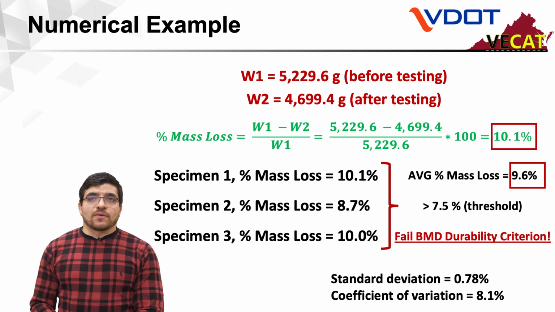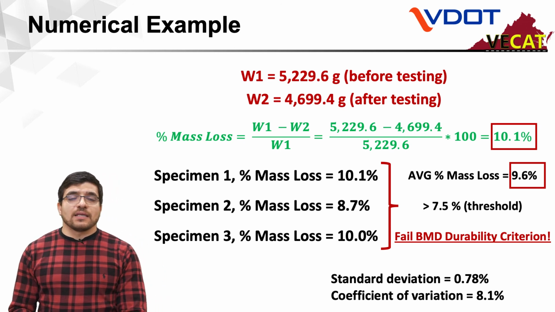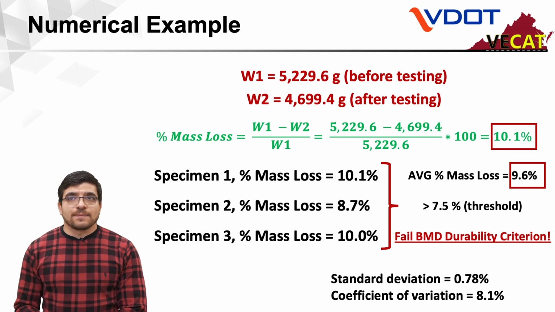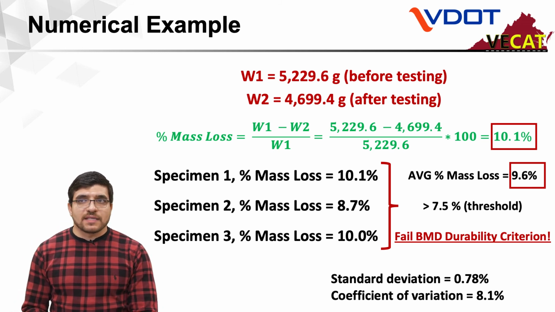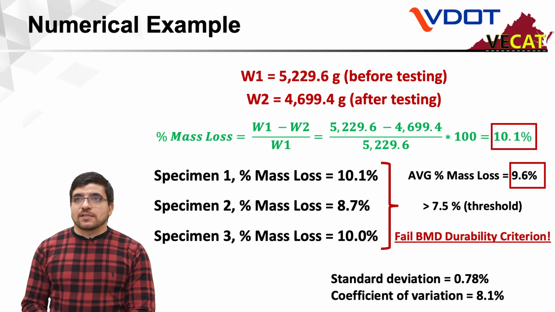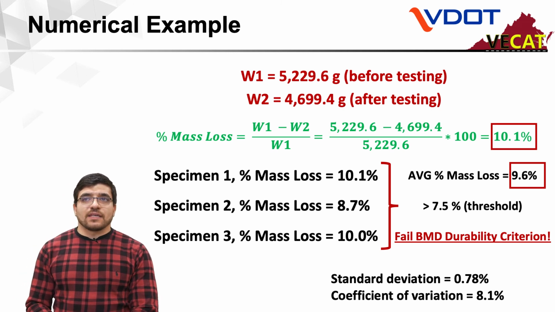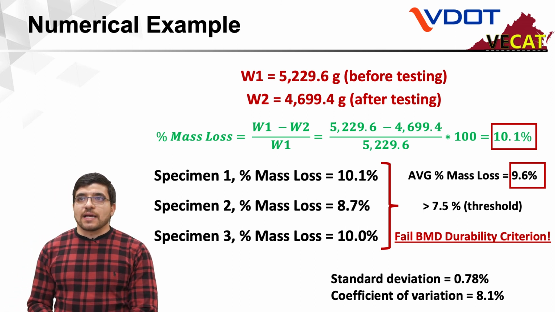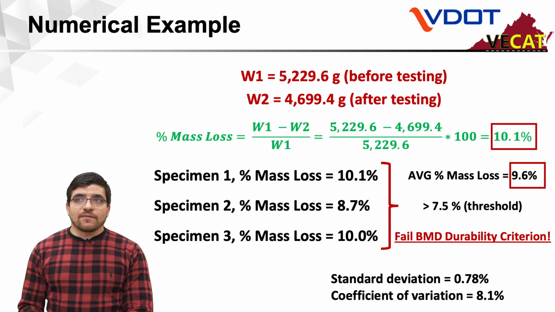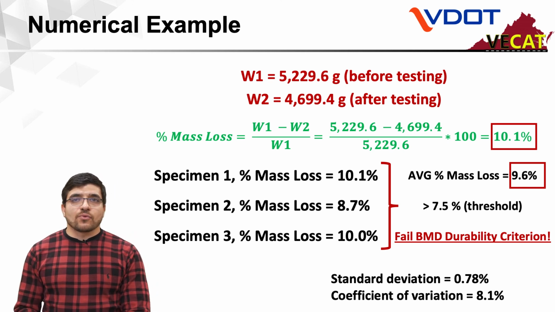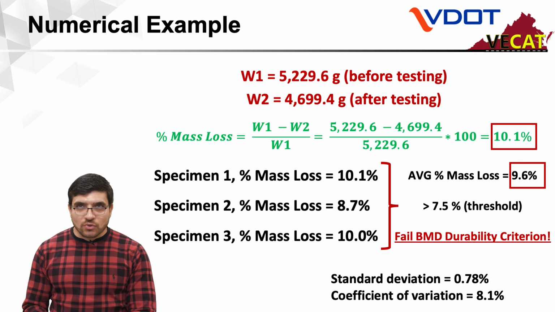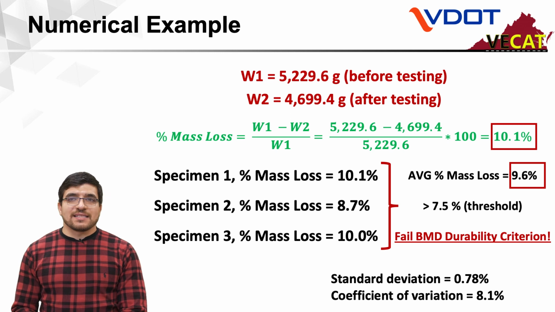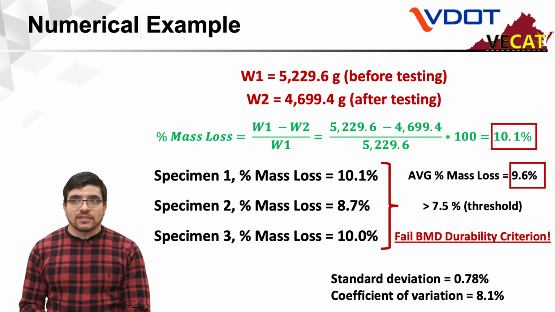The same procedure is performed for specimen 2 and specimen 3. Specimen 2 shows a percent mass loss of 8.7%. Specimen 3 shows a percent mass loss of 10%. The average mass loss for these mixtures will be the average of the 3 values, 10.1, 8.7, and 10%, which is equal to 9.6%. The average percent mass loss is greater than 7.5%, the BMD threshold for the Cantabro mass loss test. That means that the evaluated mixture in this case failed to meet the BMD durability criterion.